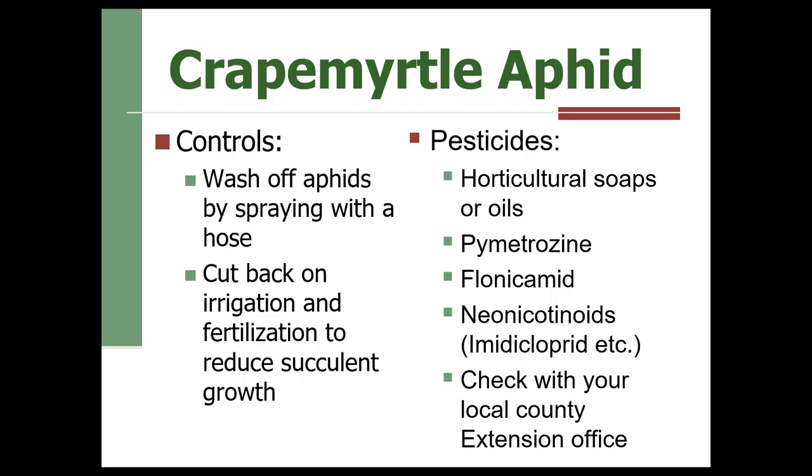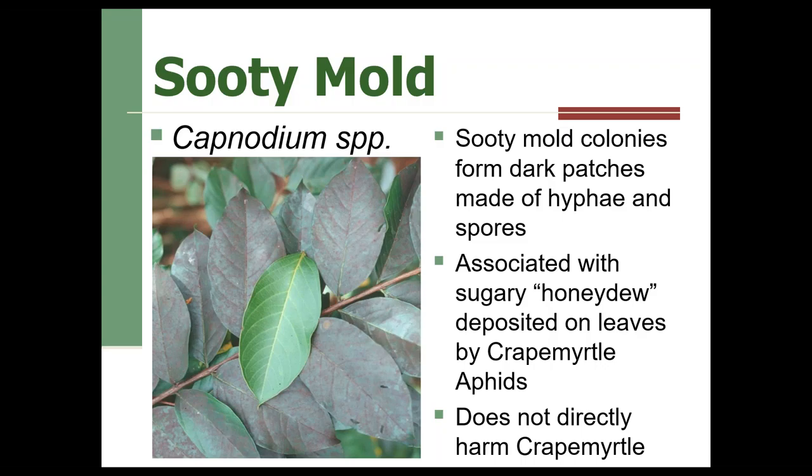Because of the large numbers that build up and because they excrete honeydew, with crapemyrtle aphid we almost always find ourselves with an infestation of sooty mold, which is in the fungal genus Capnodium. Sooty mold grows on the honeydew that's deposited on the leaves by the crapemyrtle aphid. And oftentimes it's the presence of the sooty mold that clues people in that there is an aphid infestation on the plant. And unfortunately, by the time the sooty mold is there, it's usually a large crapemyrtle aphid infestation.